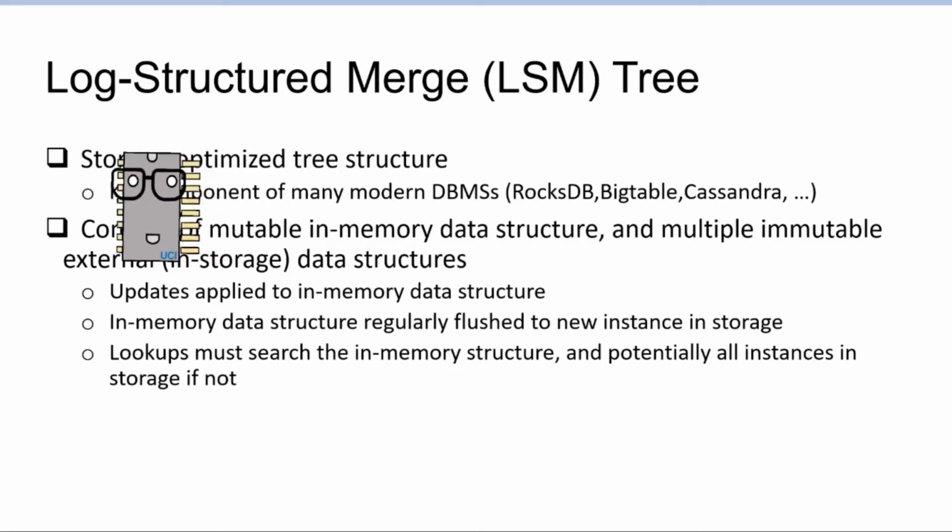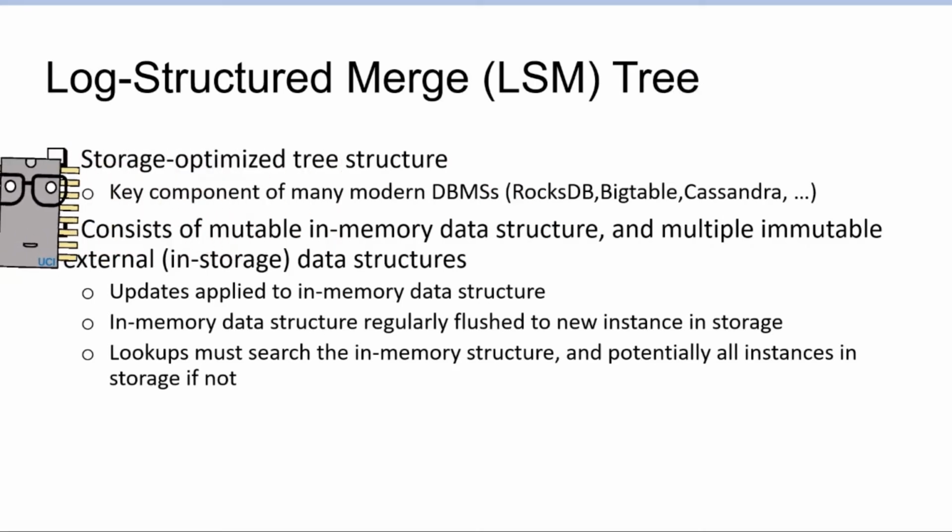So it's a tree structure that is storage optimized, and it is a key component of many modern DBMSs, including RocksDB, Bigtable, Cassandra, and all these people. It's very, very widely used. And the LSM tree consists of multiple in-memory data structures and multiple immutable external in-storage data structures. Immutable means they can't be updated once they're created.